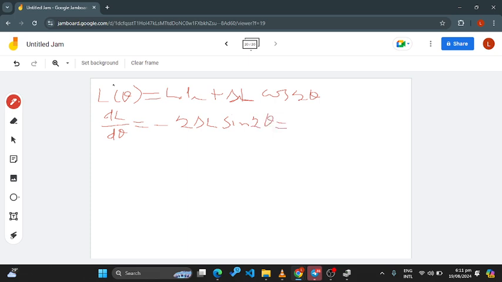So then I can now substitute the value into this. I'm going to get minus 2 times change in L, which is 2.5 millihenry, so that's 0.0025. Then sine 2 theta. So this will give us 0.05, right? Sine 2 theta.